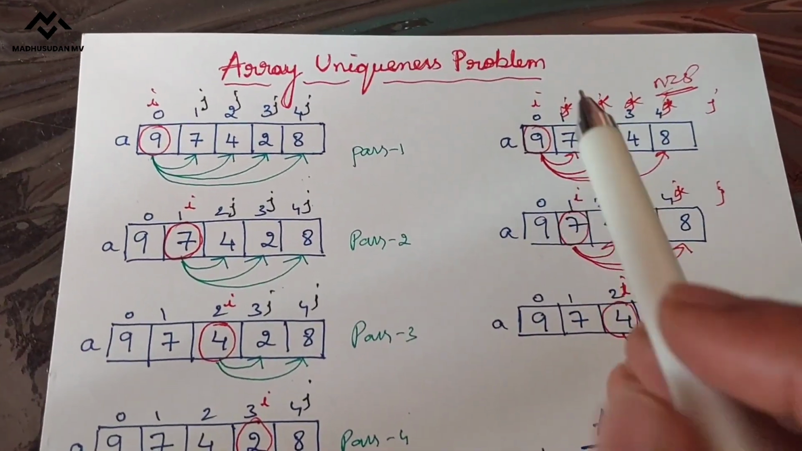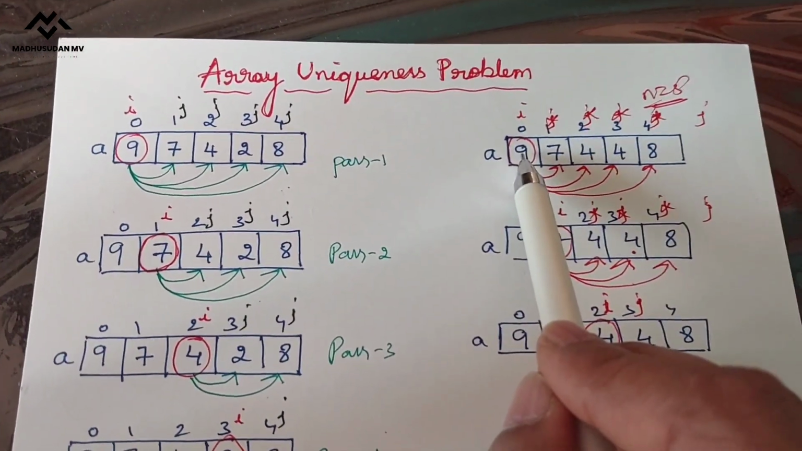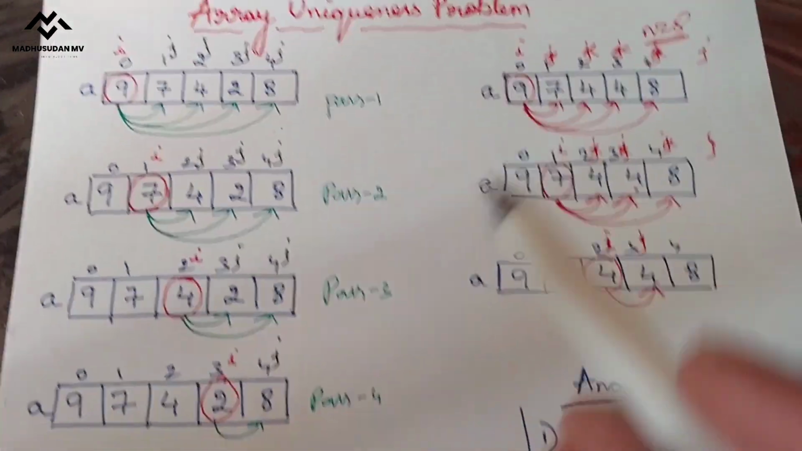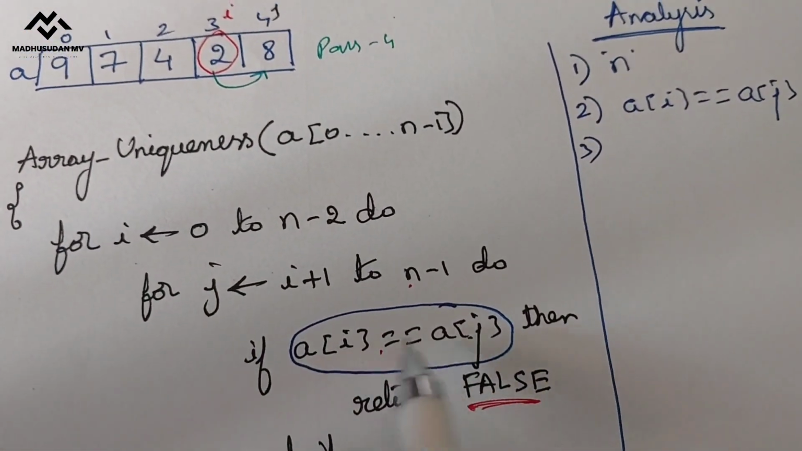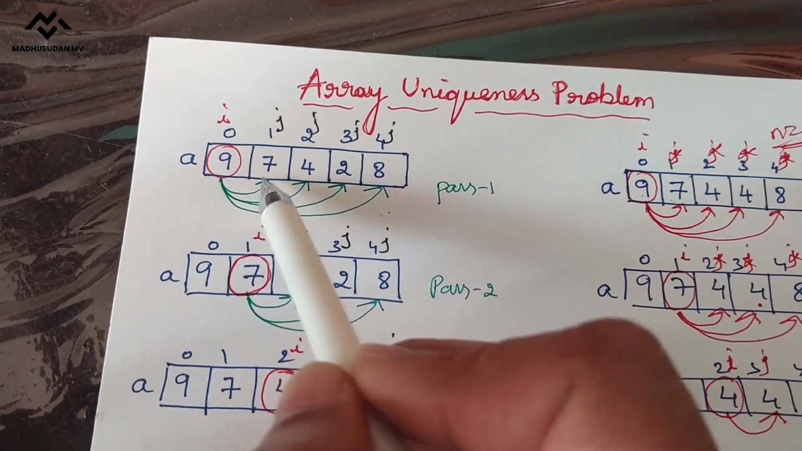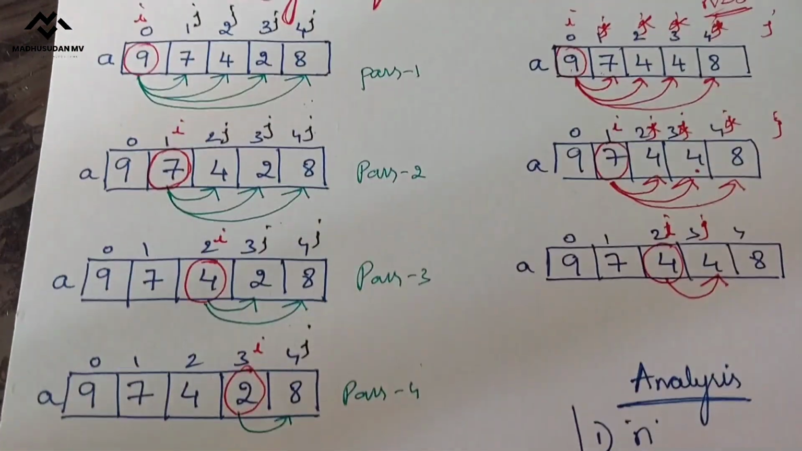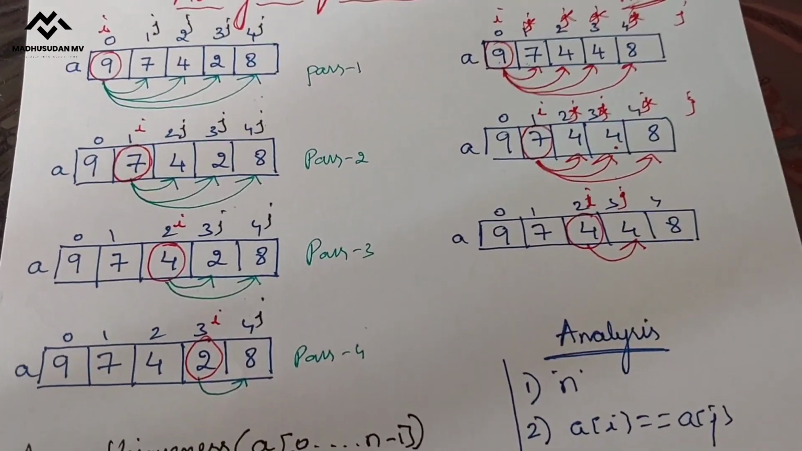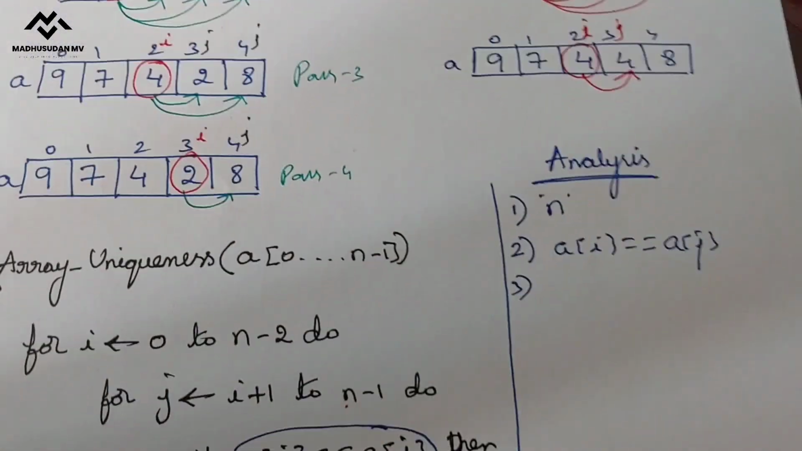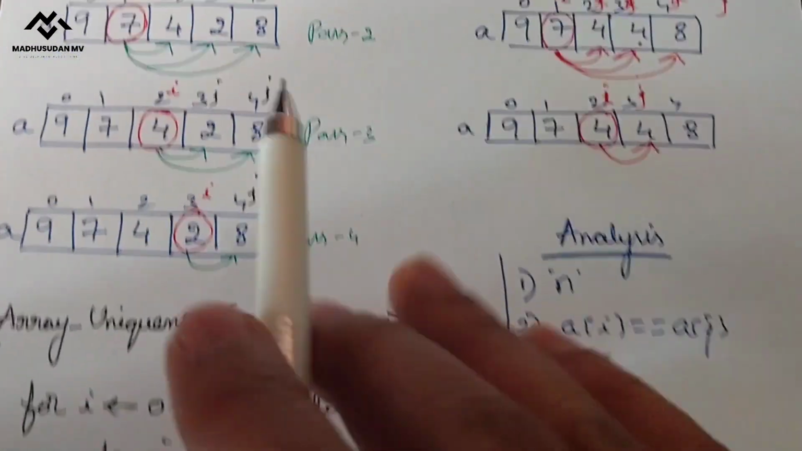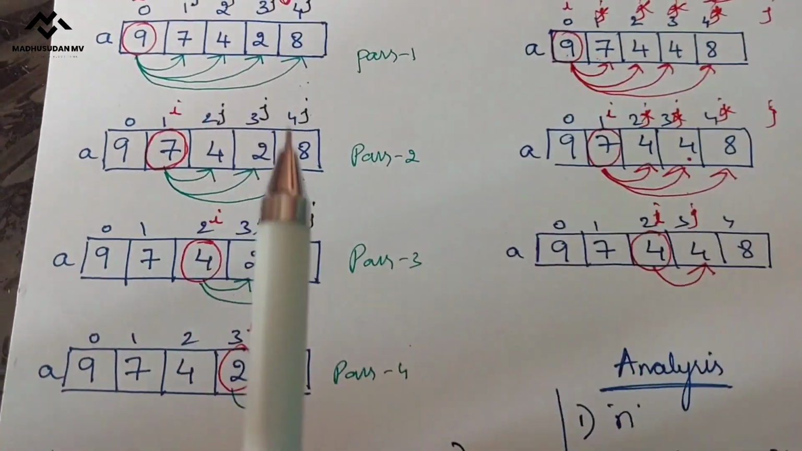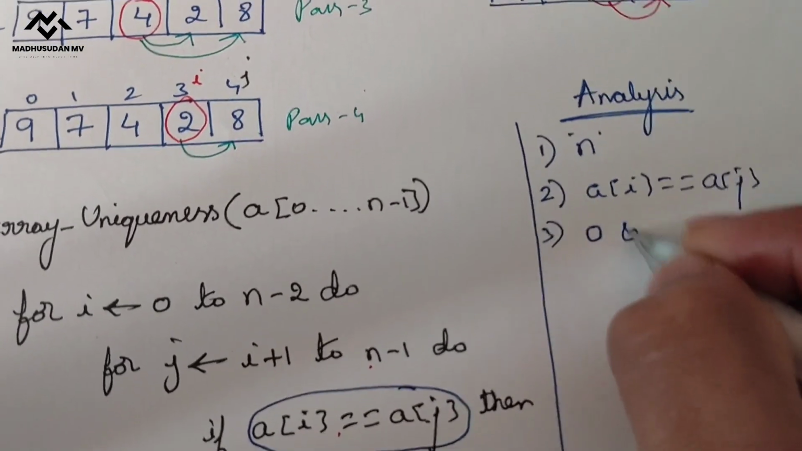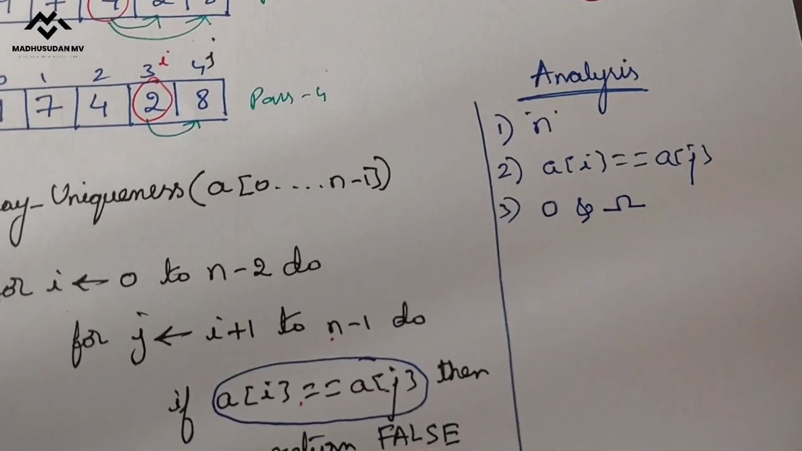Similarly, suppose I give the input like this, 9 and 9, both are 9. That means if the first two elements are the same, this condition A of I is equal to A of J becomes true in the very first comparison. At that time it comes inside and returns false, so we are executing only one time. That will be the best case. So the number of times the basic operation executes depends not only on the problem size, but also on how we give the inputs. So we need to find all three cases, especially big O and big omega separately, that is, best case and worst case.